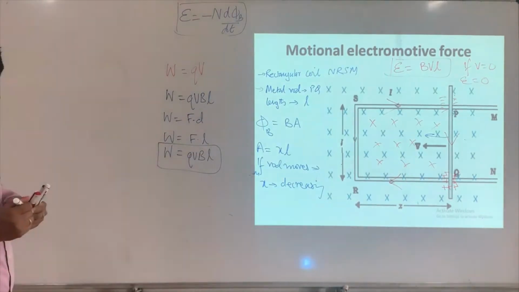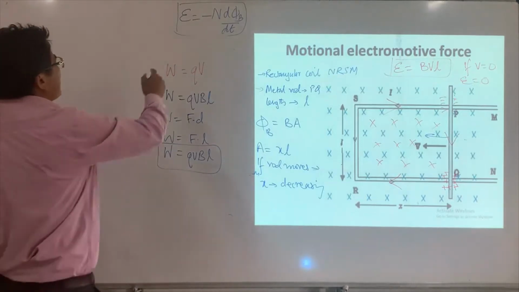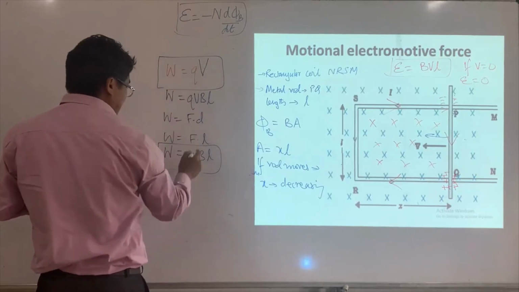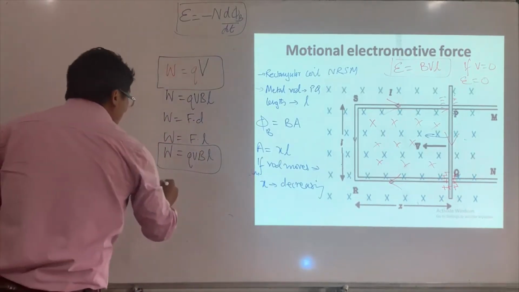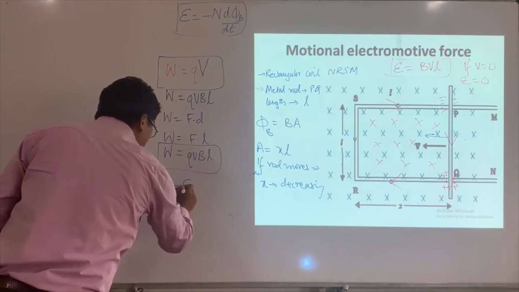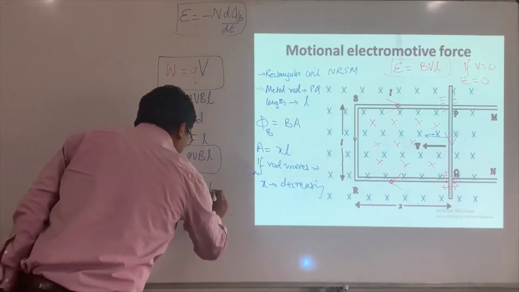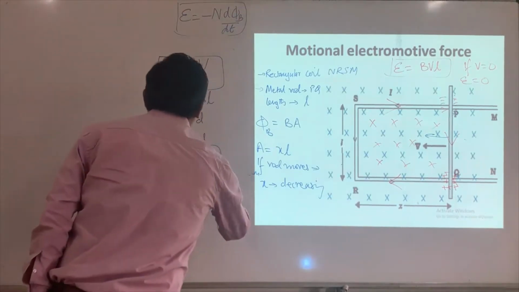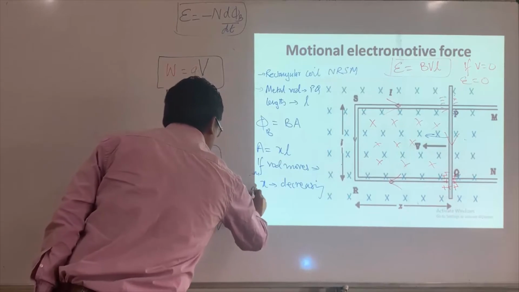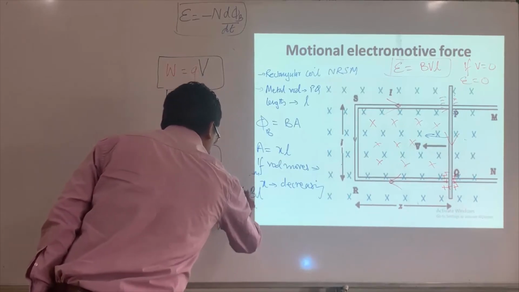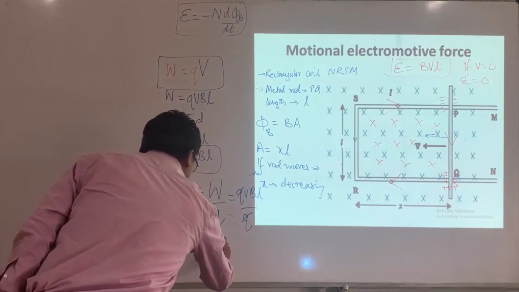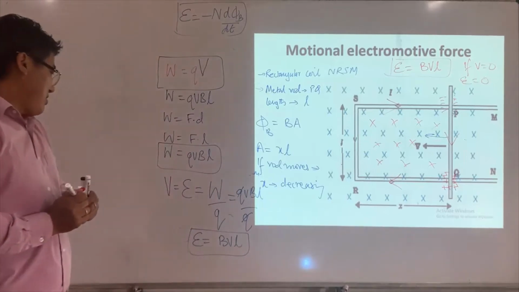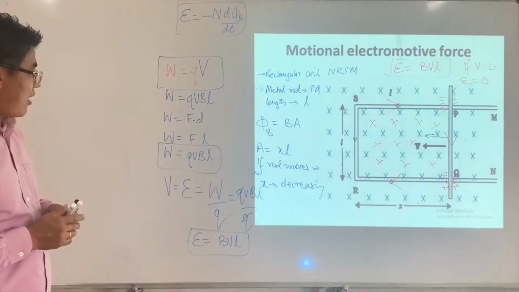This is one case. Here, capital V is the potential and this V is the velocity, right? So now, the potential, which is nothing but the EMF, is equal to work done divided by Q. And what is the work done? Work done is equal to QVBL divided by Q. Q cancels out. EMF is equal to BVL. So this is the other way of deriving this formula.